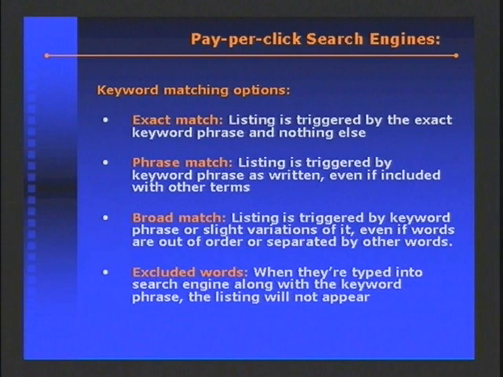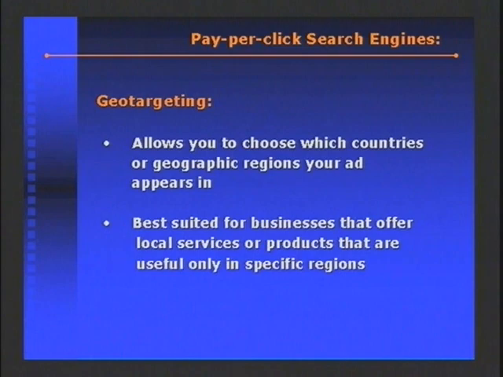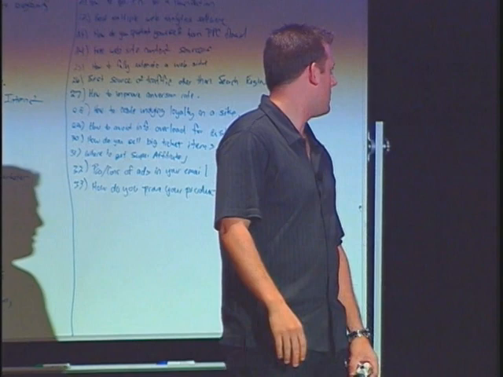Okay. Geotargeting, pretty straightforward. It allows you to target specific areas. So if you offer a service that's only located in California, you can target California searches. This is where search engines are going next: geotargeting. That's the future of search engines. This is one of the things I was going to talk about later today in the future of internet marketing.